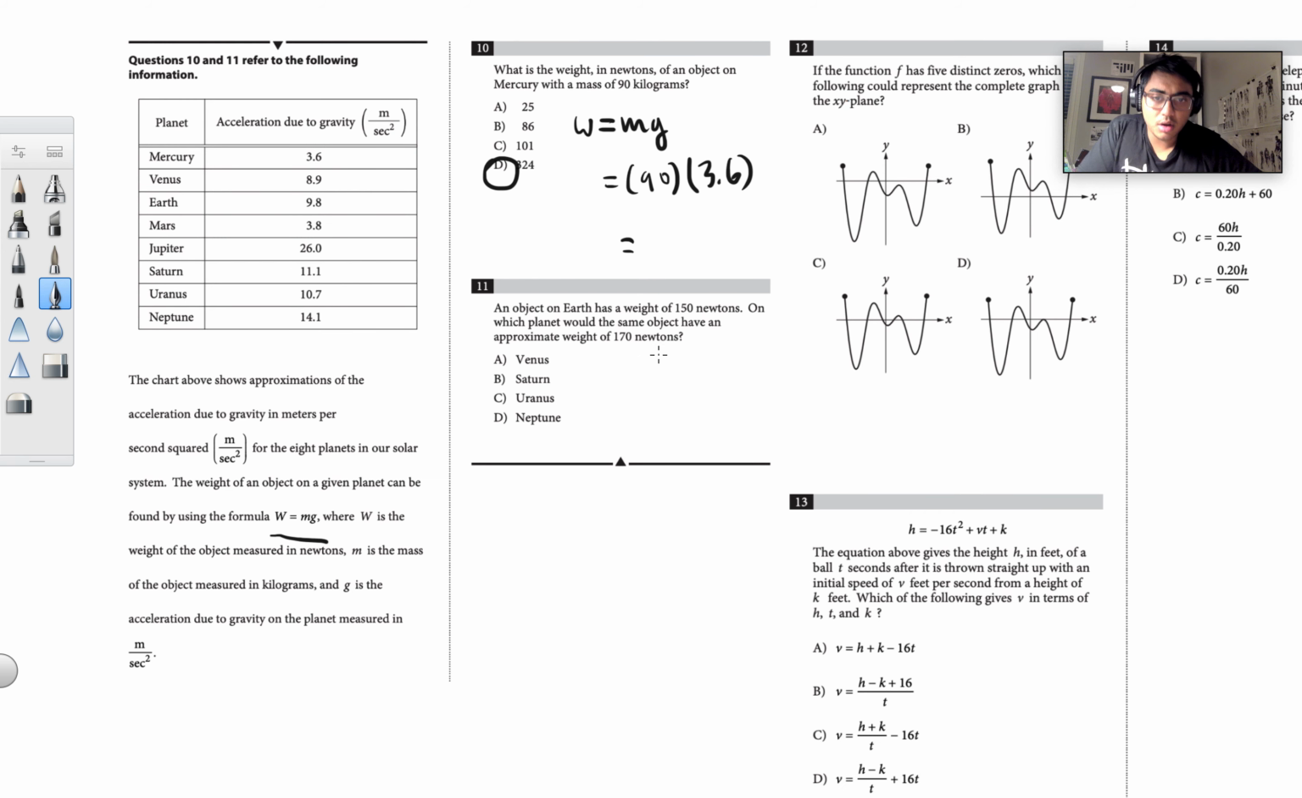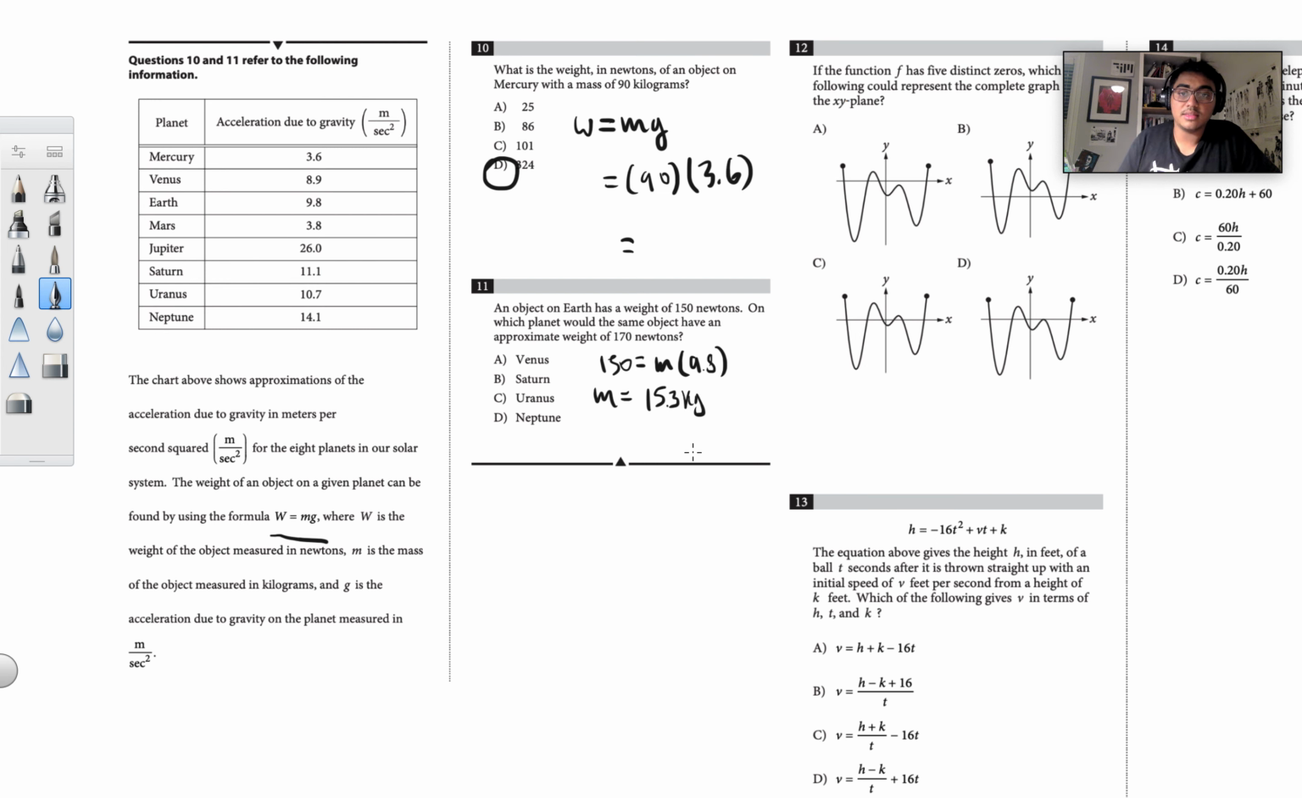Alright, an object on Earth has a weight of 150 newtons. On which planet would the same object have an approximate weight of 170 newtons? Alright, so we have the weight, we know what g is for Earth, so we have to find the mass of that object. So 150 is equal to the mass of the object times 9.8. So the mass of the object is 150 divided by 9.8, which is 15.3 kilograms.